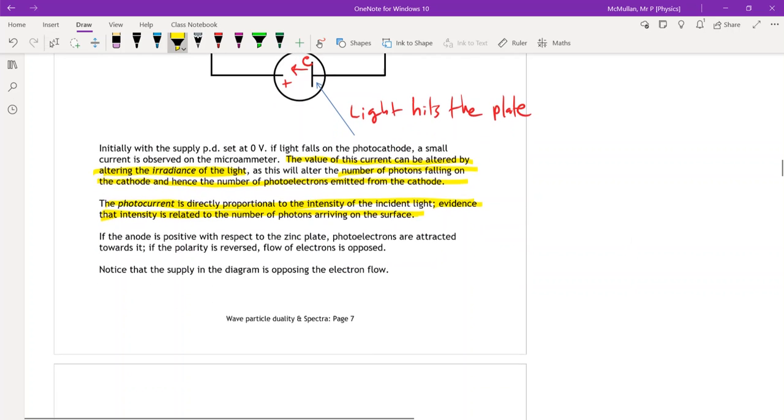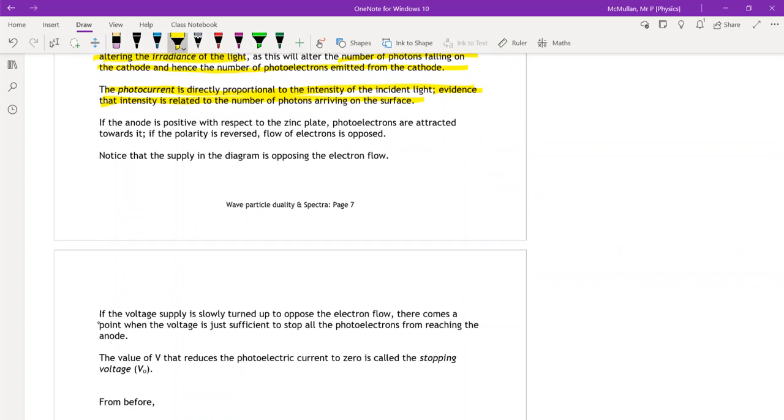If the voltage supply is slowly turned up to oppose the photoelectric effect, there comes a point where the voltage is sufficient to stop all photoelectrons. The value of voltage that requires is called the stopping voltage. So what does this mean? If there's light hitting a plate and electrons are trying to be freed, and you put a voltage, you can prevent the electrons from moving because the voltage is acting against it.